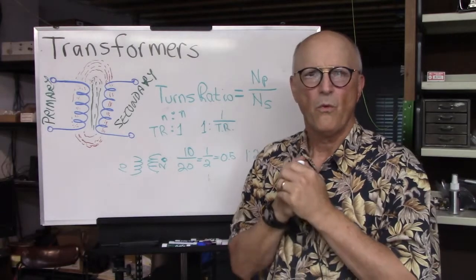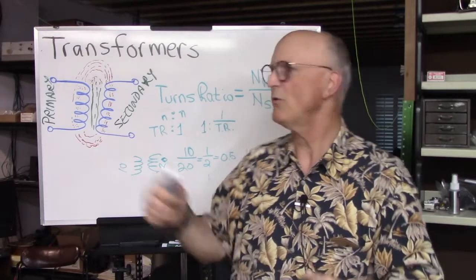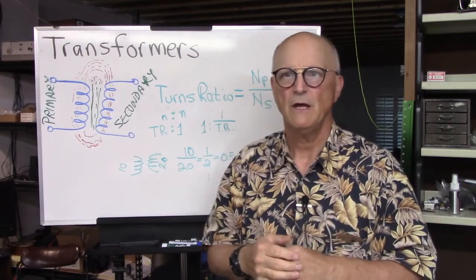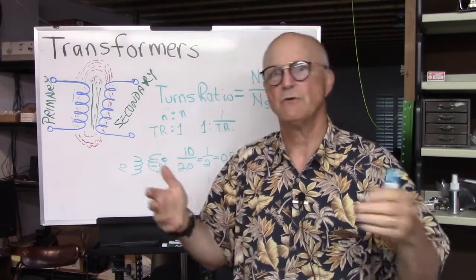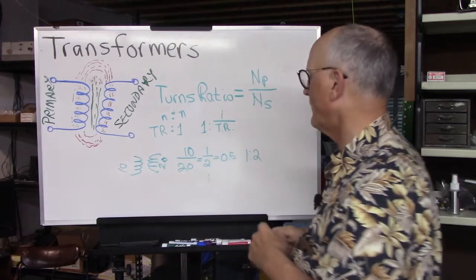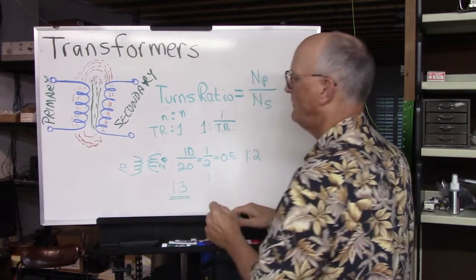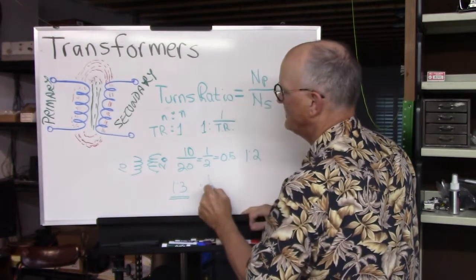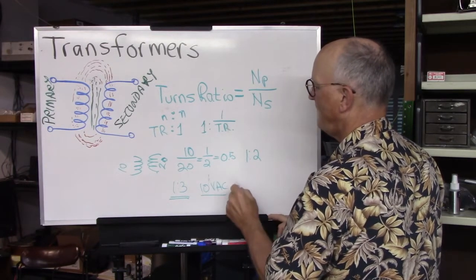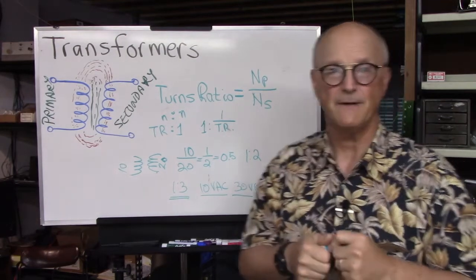Now, what about the voltage ratio? If we have a particular turns ratio, how do we know what the voltage ratio between input and output is going to be? Well, it turns out that the voltage ratio and the turns ratio are the same thing. So if we had a transformer with a 1:3 turns ratio and we applied 10 volts AC to the primary side, we would expect to get 30 volts AC on the secondary side.